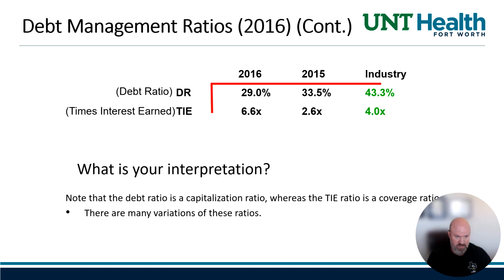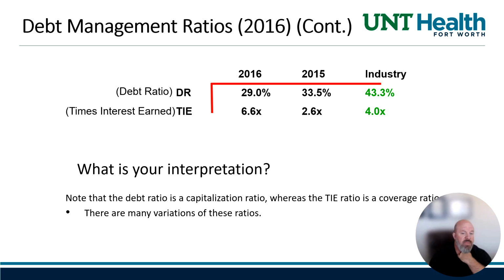All right. Here's that table: debt ratio and times earned interest. In 2015, their debt ratio was 33.5, and in 2016 it was 20.9. So something went different here. They went down on this. When you look at the industry average for debt ratio, they're under the industry average. So from 2015 to 2016, we had a decrease in debt ratio, and compared to the industry average, something changed.